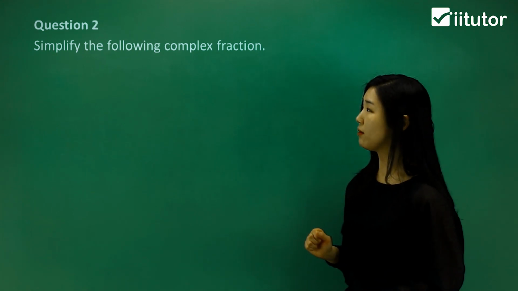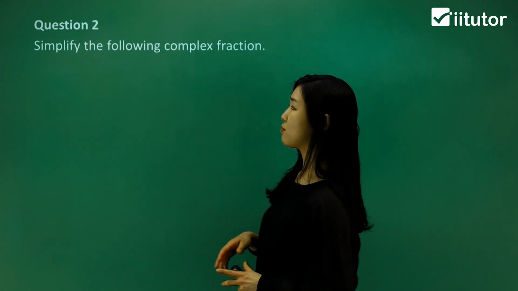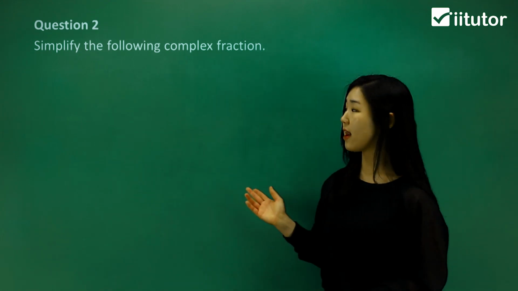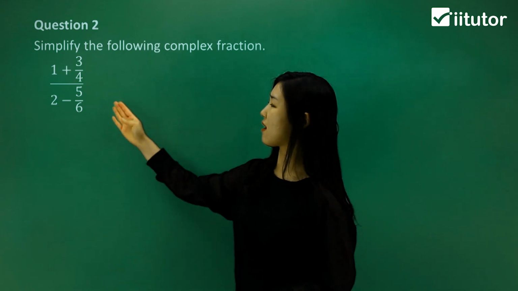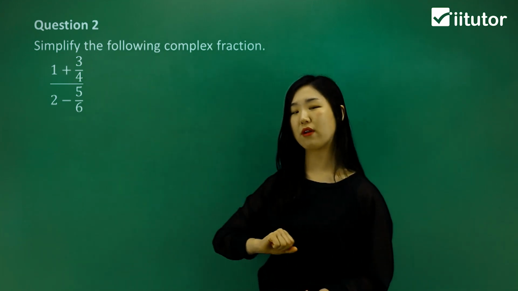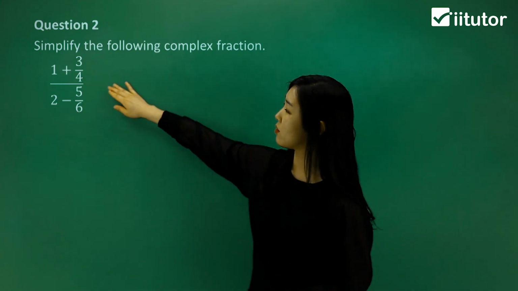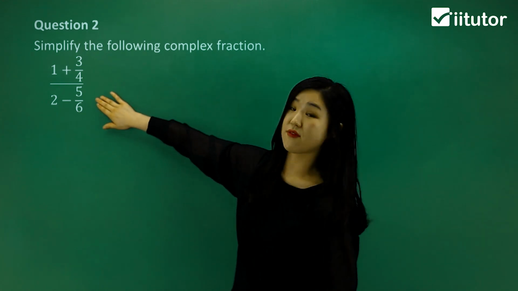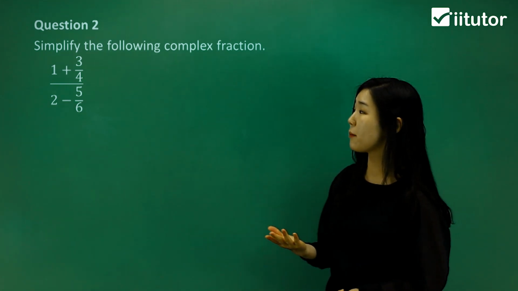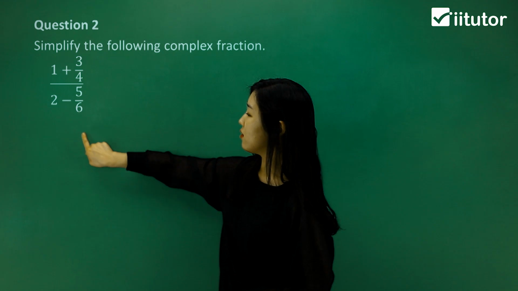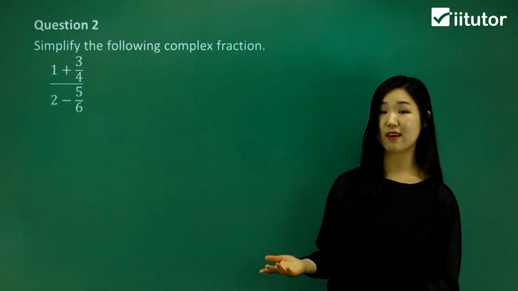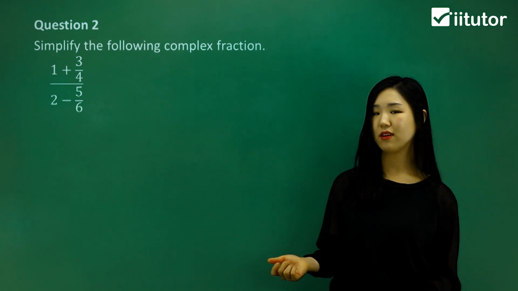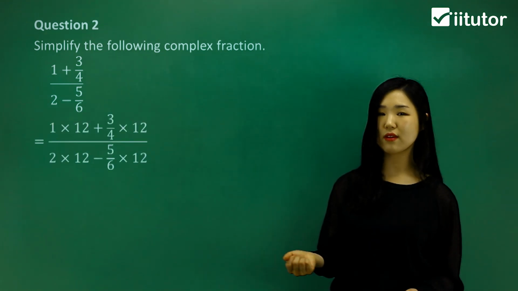So we'll try another one. Question 2, it's asking us to simplify this complex fraction again, and let's have a look at what it is. This is what it looks like. So again, we've got different fractions within this one fraction. You can see this one's 3 over 4, and this one's 5 over 6. So look at the denominators. The denominators are 4 and 6. So what's the lowest common multiple of 4 and 6, guys? The lowest common multiple of 4 and 6 is simply 12.